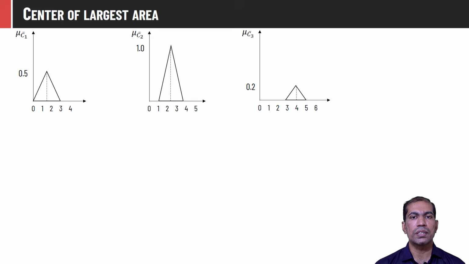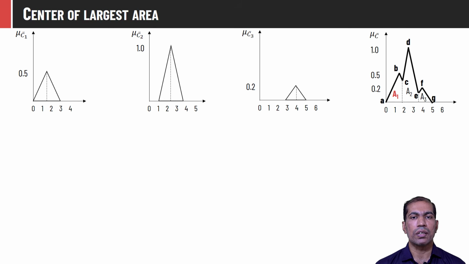Assume that we have these three fuzzy output functions. When we take the aggregation of all this, it looks like this. As we are taking the union to find the aggregation, it will only select the value having the highest membership. Just like previous methods, we will again compute the equations of the lines and compute the areas A1, A2 and A3, and we will see which area has the maximum value.